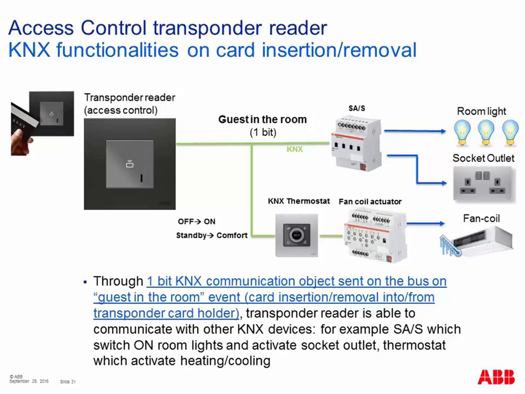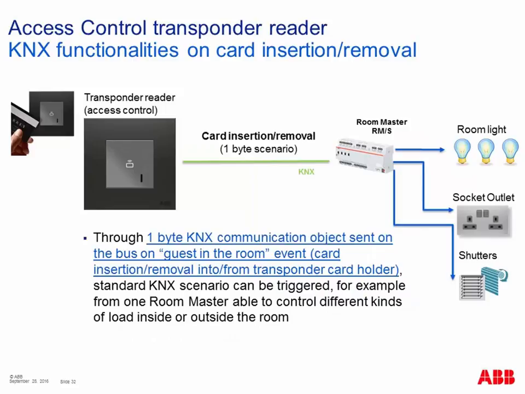Another communication object is used for notifying on the KNX bus some information related to the guest in the room. So when I insert the card in the transponder reader, in the transponder holder, sorry, I can send one message, a 1-bit message, for example, to one external actuator or to a thermostat or so on. The same concept, but with a 1 byte object.